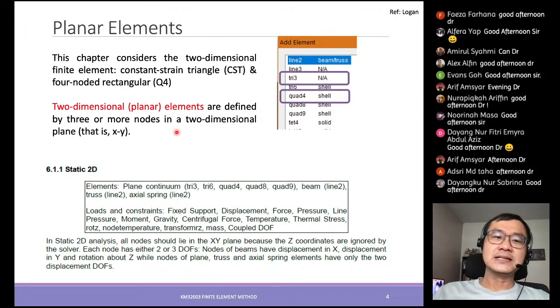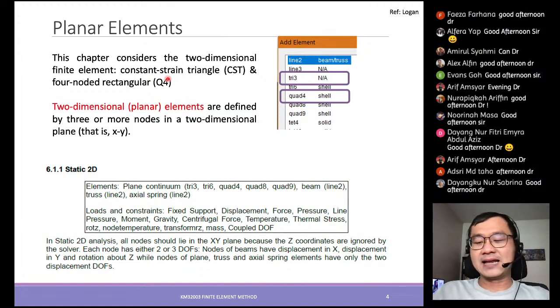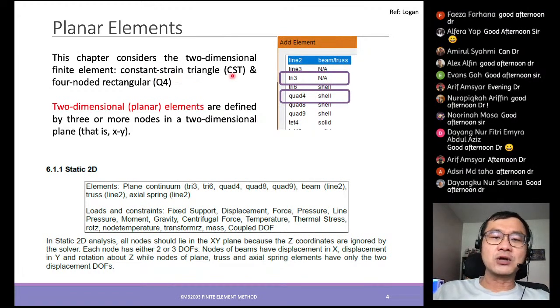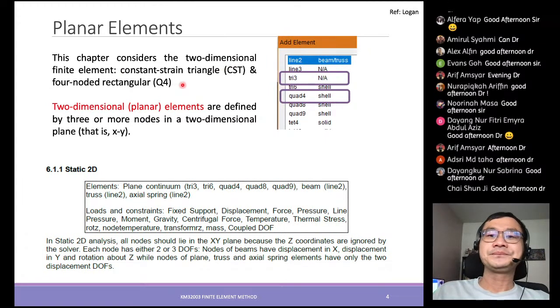In this chapter we will consider basically two types of element. The first one is the constant strain triangle, CST in short. Another type would be the four-node rectangular element, Q4, or quadrilateral with four nodes. Today our focus will be on the CST. Then we will continue with the Q4 element in the next lecture. These two elements we can call shell or two-dimensional elements.